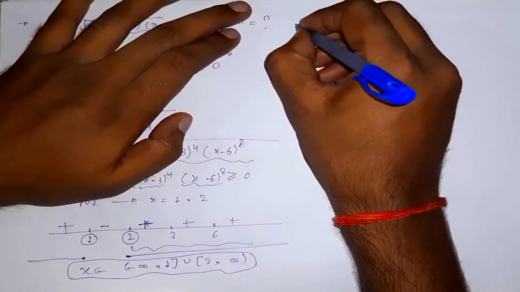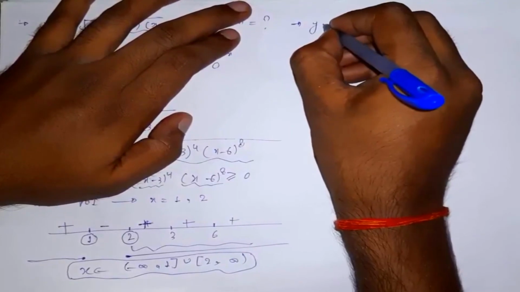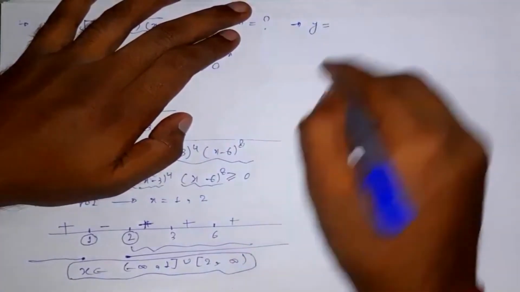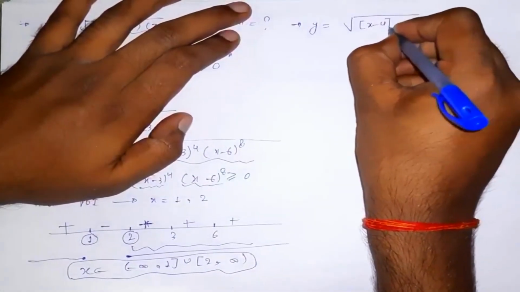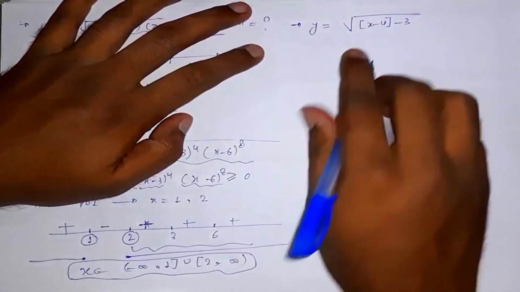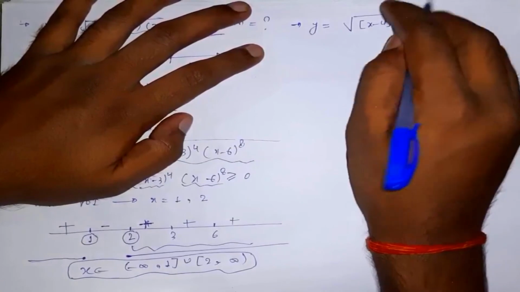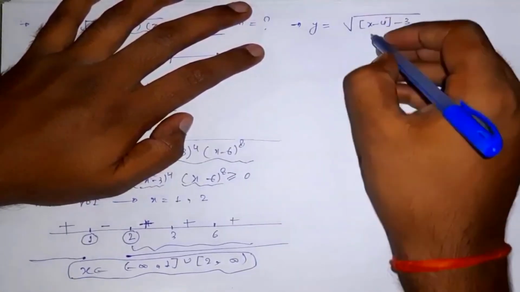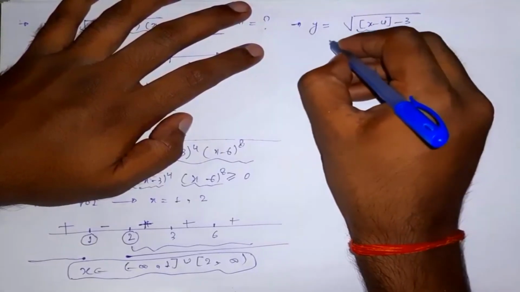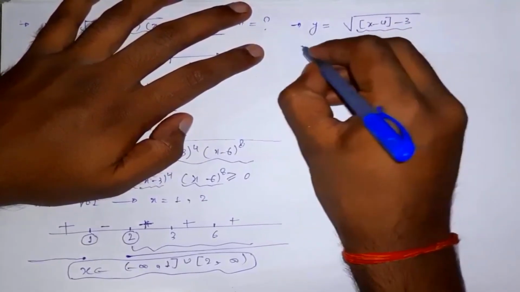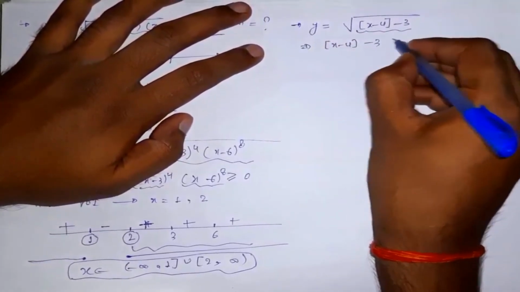y is equal to integral part of x minus 4, minus 3. Okay, so we need to calculate the domain of this function. What we will do, we will simply put this portion as greater than or equal to 0. That means integral part of x minus 4, minus 3 greater than or equal to 0.